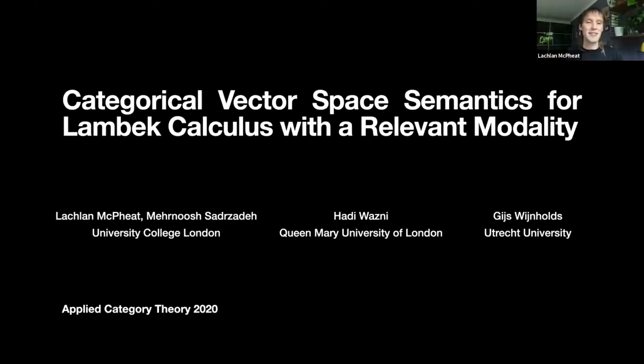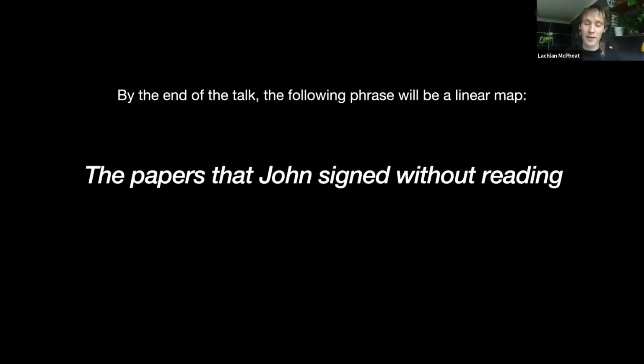Now, to start deciphering this rather intimidating title, I want to show you what you can do with the categorical vector space semantics for Lambek calculus with a relevant modality. The goal is, by the end of the talk, to be able to talk about the following phrase as a linear map, or the meaning of this phrase as a linear map. And the phrase is: the papers that John signed without reading.